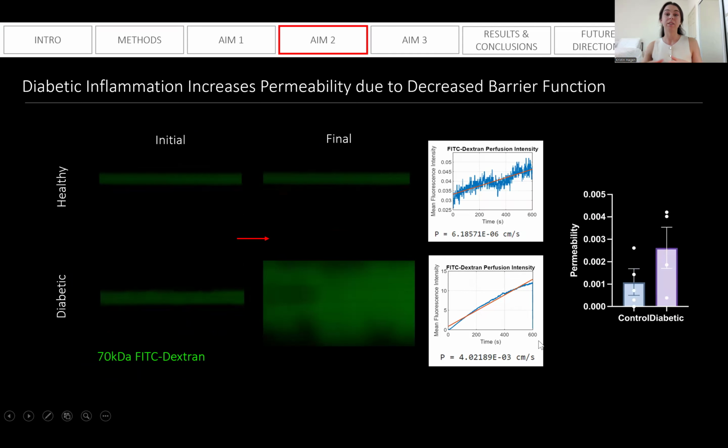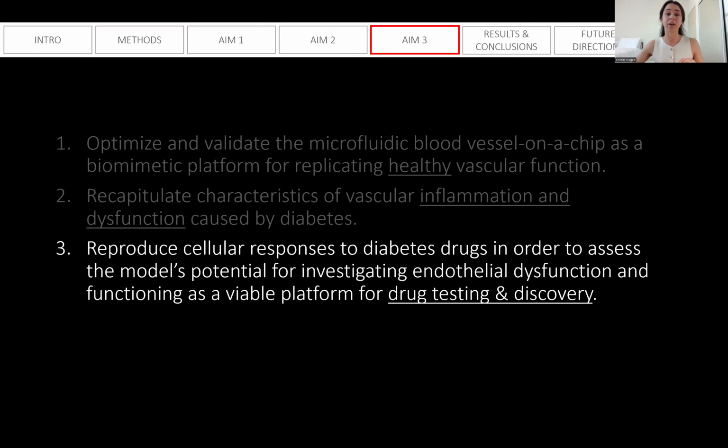The final thing that we looked at is the vessel permeability. When we injected this green dye, we saw that healthy vessels were able to hold on to this dye, but the diabetic vessels were much more leaky, and this is like what you would see in a patient with diabetic retinopathy. Our third aim is to reproduce the cellular responses to diabetes drugs in order to assess the potential for using this model as a tool for drug testing and discovery.